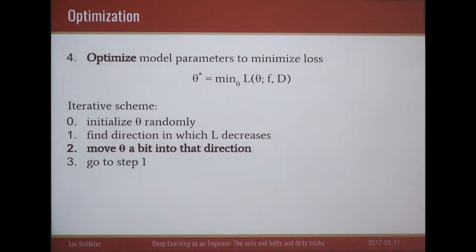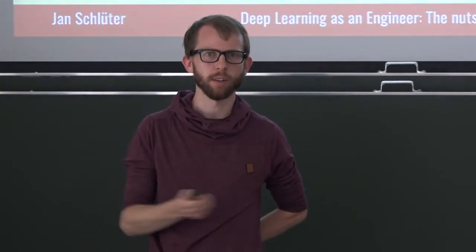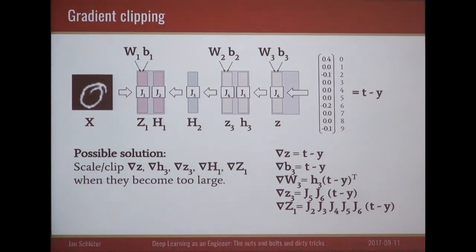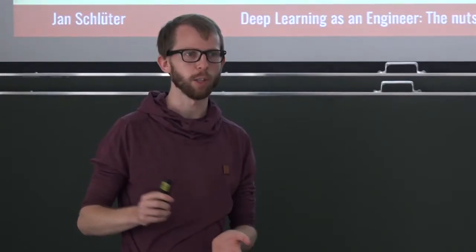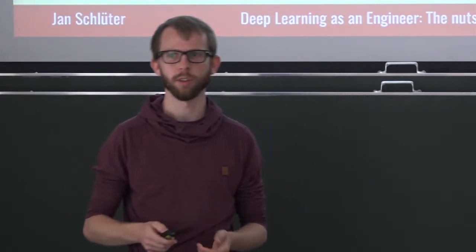Okay, so we're getting better and better. But now that we move the parameters away from the initialization, we break things again. Remember that the gradient always depends on all the weights we have in between. And if we change the weights, then we may get the vanishing or exploding gradient again. And one way that engineers solve this is by clipping the gradients. So at these positions between the layers, we scale or clip the gradients when they become too large. This means we don't really follow the gradient of the loss function anymore, but it seems to work in practice.